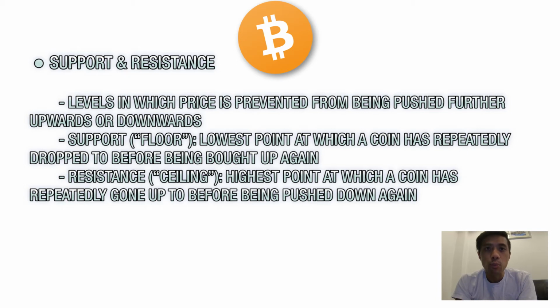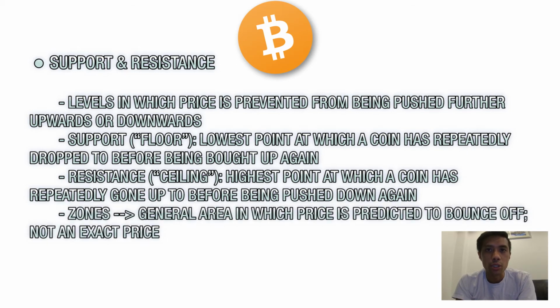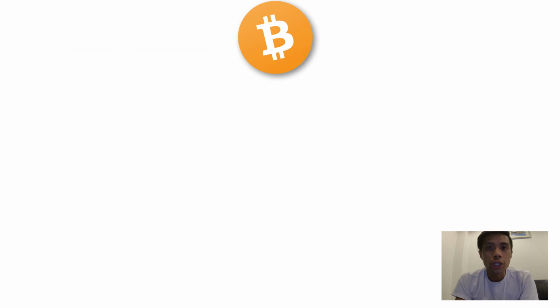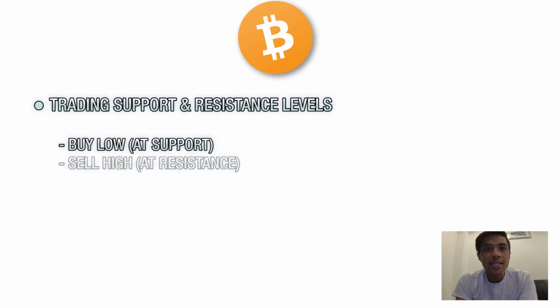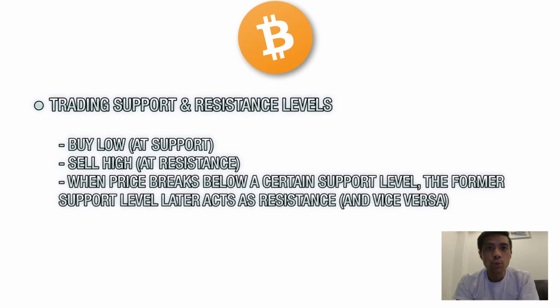Keep in mind that support and resistance levels are merely zones, meaning they act as a general area in which price is predicted to bounce off, rather than an exact price. You can use support and resistance levels to your advantage by buying low when a price reaches an expected support level, then selling it off when it hits its resistance. One thing to note too is that when price breaks a certain support level, you'll oftentimes see that same former support level act as resistance later on down the road, and vice versa. Now let's get back to the charts so you can see exactly what I'm talking about.